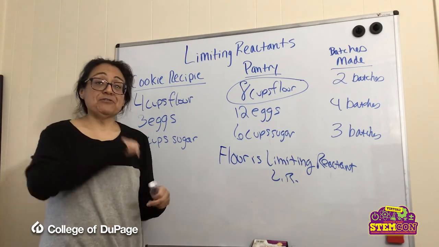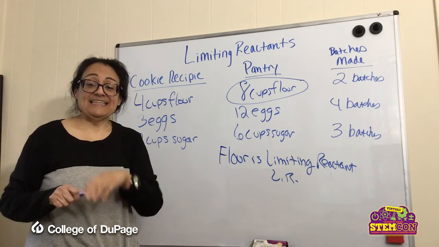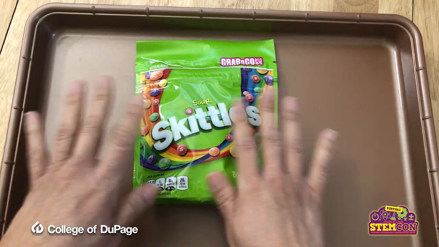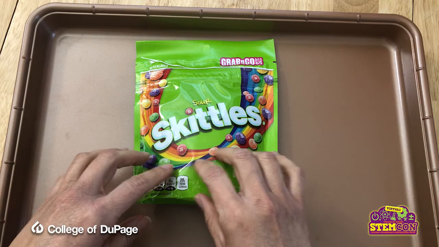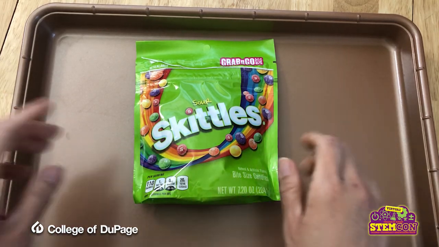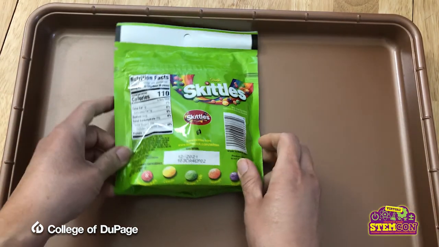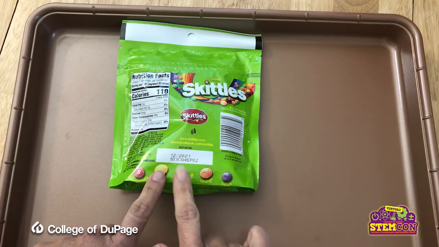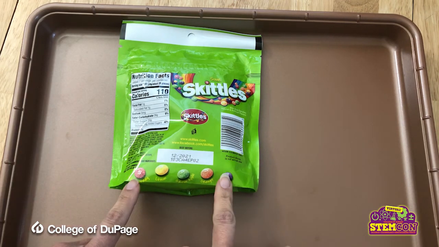I'm also going to show you how it works in the case of the Skittles. Here we have a bag of Skittles. If you remember the tagline, Skittles are taste the rainbow. So in this bag, we have the rainbow colors: red, orange, yellow, green, no blue, and then purple.